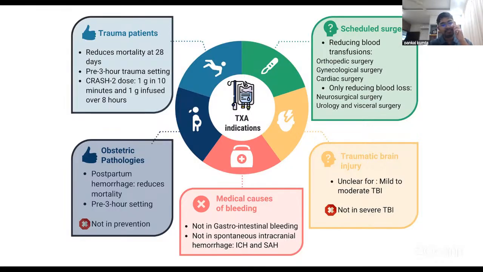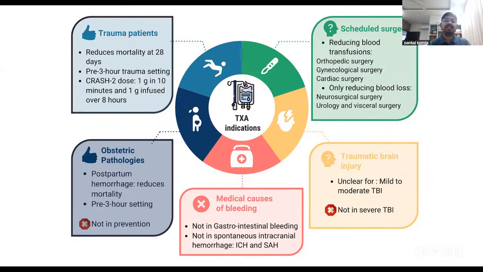Obstetric pathology is again a very important factor. It does reduce mortality in postpartum hemorrhage, and again has a pre-3 hour setting, but it can be used later on. Traumatic brain injury, again the CRASH 3 trial, which has its own comment. Will not go too much in detail, but yes, the CRASH 3 trial did look at Tranexa and TBI. So in the guideline, simplest is it is unclear for mild to moderate. It may or may not help in traumatic brain injury, but for severe TBI, you have seen that it is not strongly indicated. So you need to be pretty guarded in terms of using it only for traumatic brain injury.